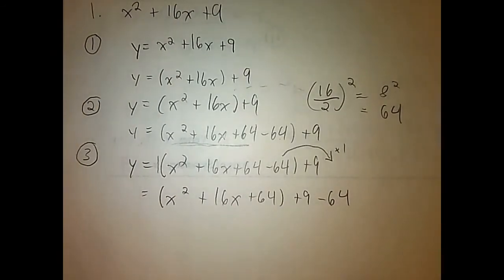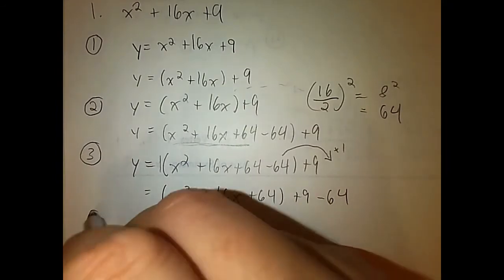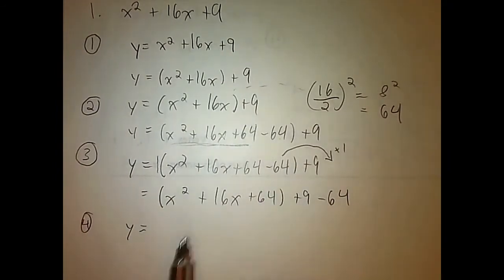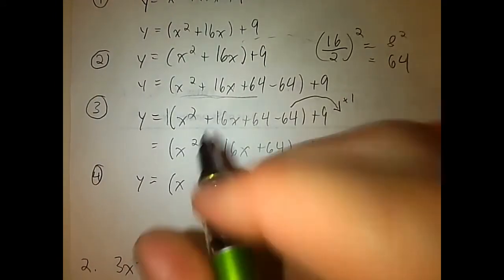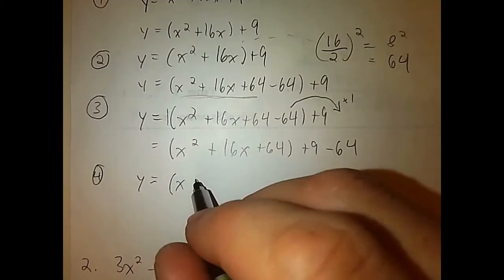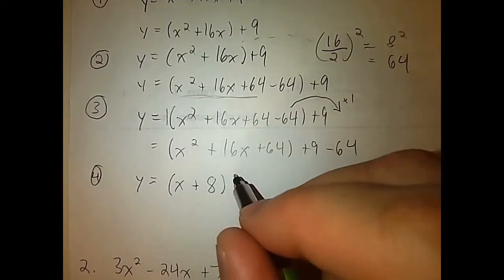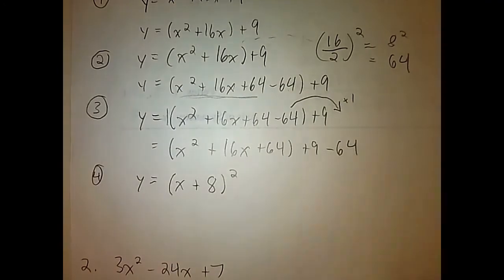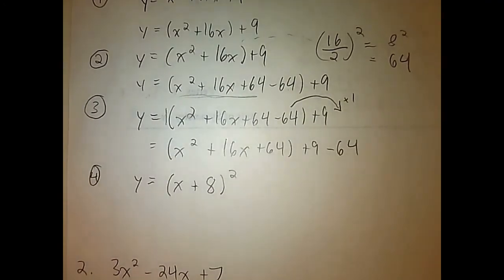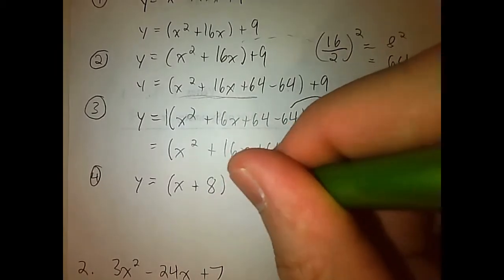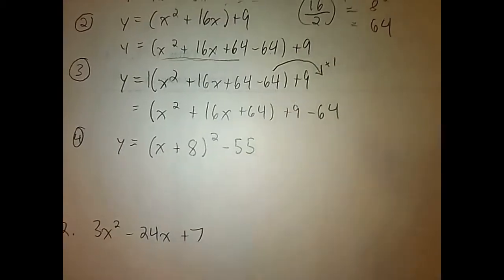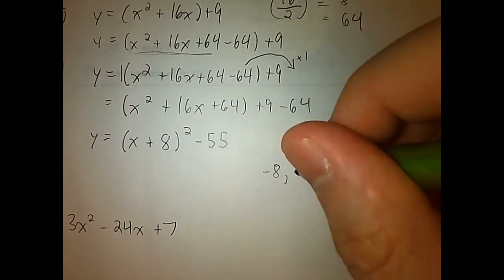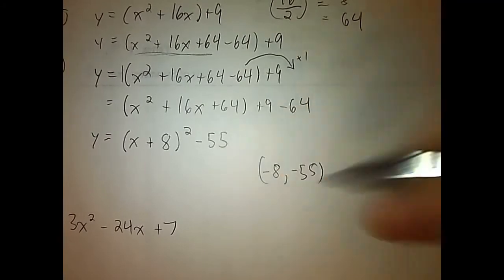We then simplify the rest of this as the last part, where I'm just going to simplify my perfect square here. Square root of the first one is x, square root of the last one is 8. X plus 8 squared, and then plus 9 minus 64, or positive 9, sorry. I get -55. So my vertex would then be the opposite sign of this, and -55.